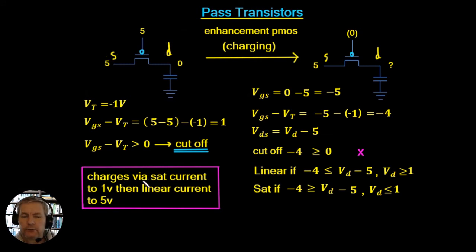in a saturation current up to a value of 1 volt, and then after 1 volt the current is going to be a linear current all the way up to 5 volts. So we're going to get the full 5 volts on this side. So the 5 volts is going to pass all the way through to the drain. So let's have a look at this in the simulator, and again it will become more obvious as to what's happening here.